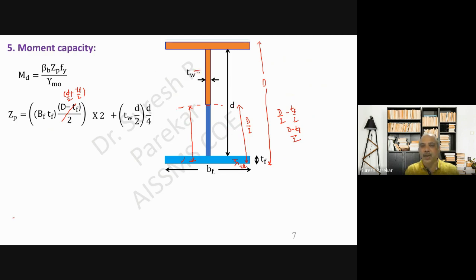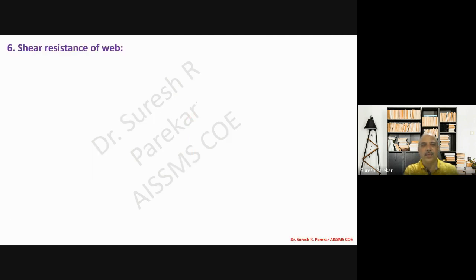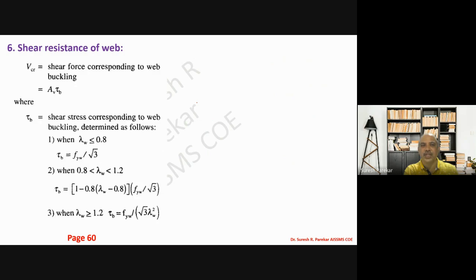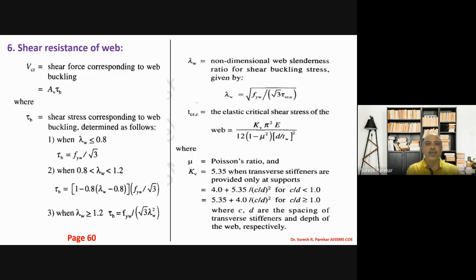So from the center of this to the plastic neutral axis we have D by 4, and that is 2 times, we have another side also, and then this will be the Zp value. So once we know the moment resistance, we will go to the shear resistance of the web, and we have to use the clause given on page number 60. By using this clause we are going to calculate the value of Vcr, and that is by using Av into tau b.